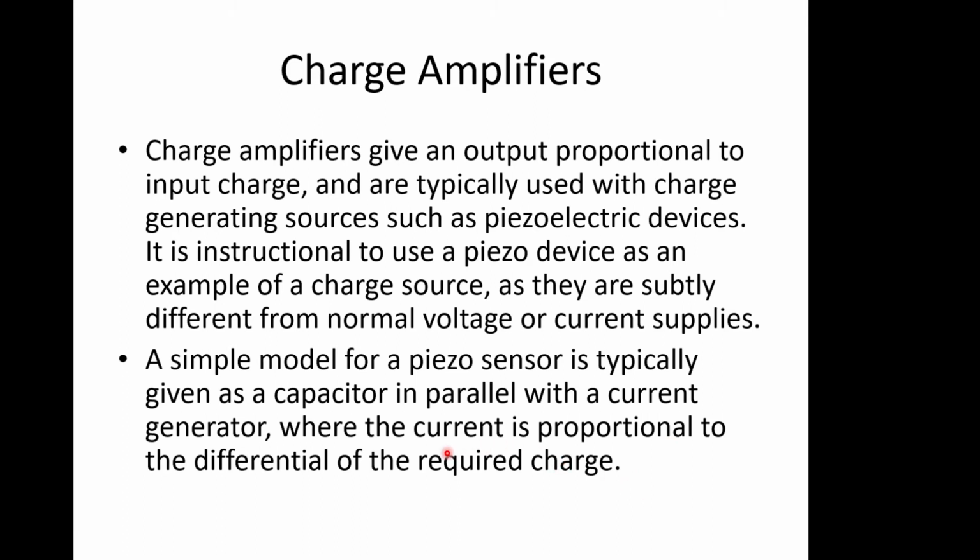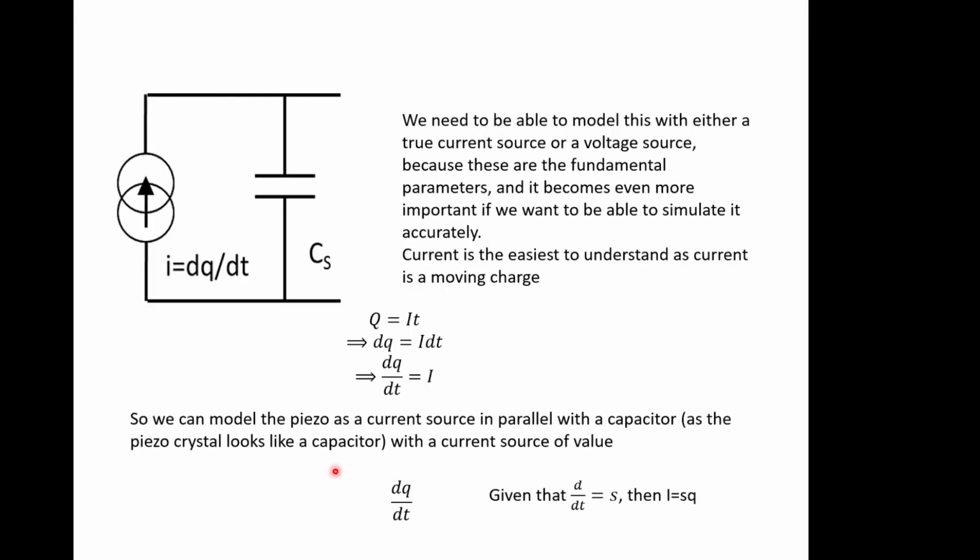So we need a model for a piezoelectric type sensor, or charge generating sensor, and a model would normally be a capacitor in parallel with a current generator, where the current is proportional to the differential of the required charge, because remember, current is just a moving charge, so there's a mathematical link between them. So in model terms, this is what it might look like. We've got a capacitor and a charge generating current source, or a current source that's modelling our charge generator.